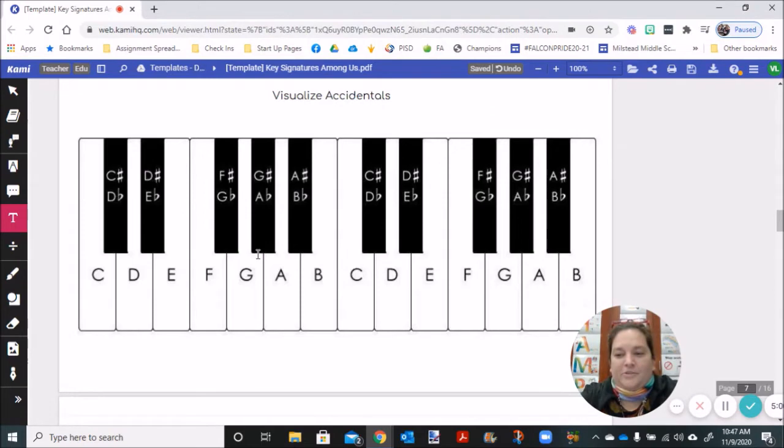Now let's look at the visual we have here. This is what a piano keyboard looks like. And typically, when we're looking at a piano, the white keys are natural. There are some exceptions, but we're not going to talk about them today. The white keys are natural, and you can see the letter names are there. C, D, E, F, G, A, B, so on and so forth. There's no flat, there's no sharp.